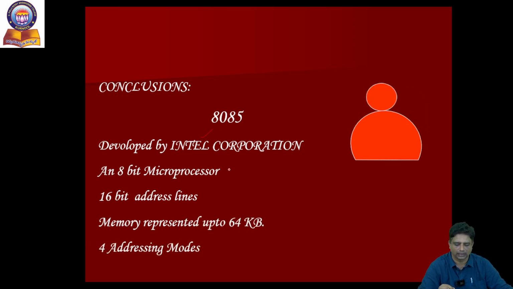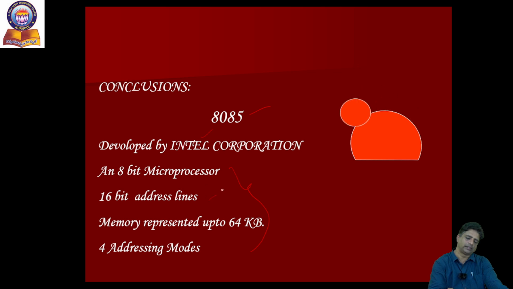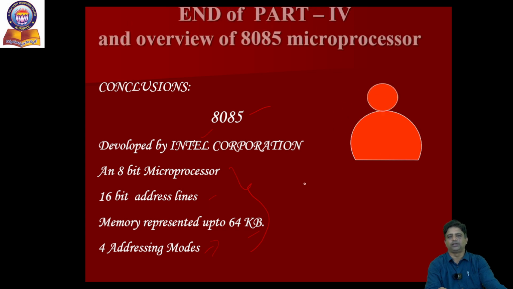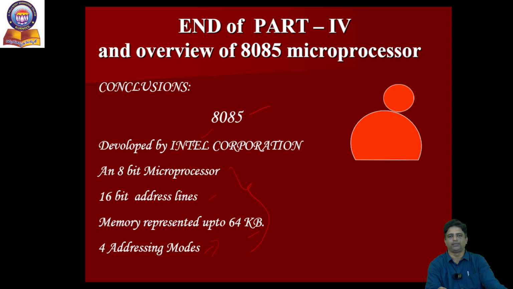Its internal basic features are as listed. If we want to know about any processor, basic details should definitely be known to us. The 8-bit microprocessor 8085 has 16 address lines, through which memory accessibility is up to 64 KB, and some programming features. So these are some of the basic overview we could provide over the 8085 microprocessor.